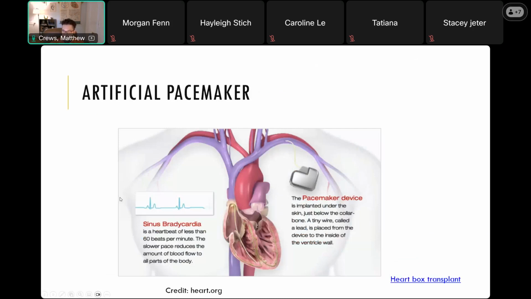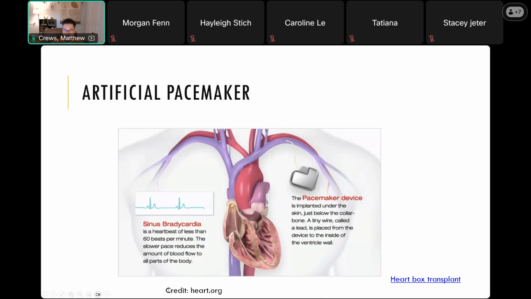All right, sinus bradycardia, sinus tachycardia. Sinus is normal rhythm. Bradycardia refers to the rate. Brady is a slow heartbeat. Sinus tachycardia is a fast heartbeat.